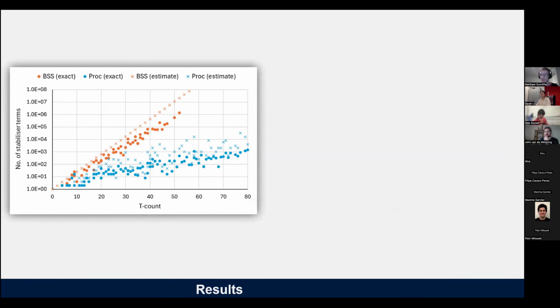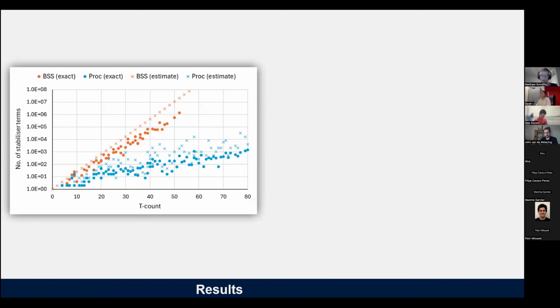Can we predict how many terms we're going to get? In terms of BSS, that's just taking alpha as 0.47 and extrapolating from that. But the circles are the actual measurements that we took. And you can see quite reliably that it's magnitudes quicker to use this approach.